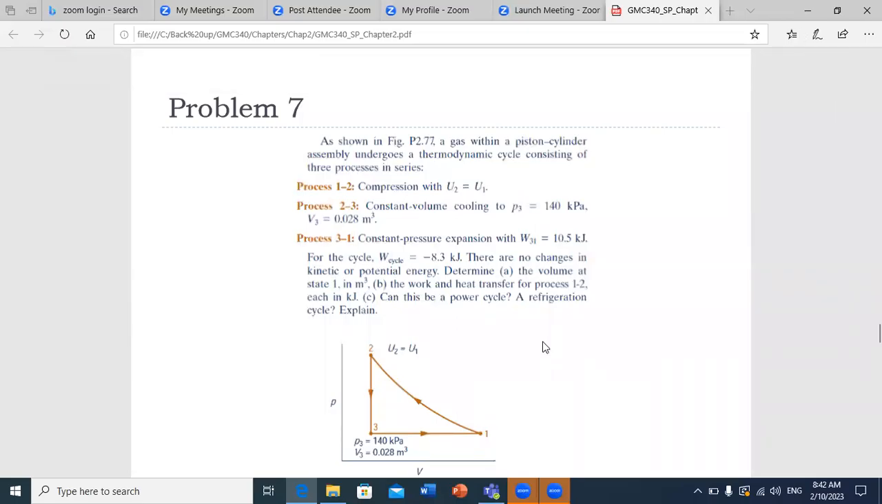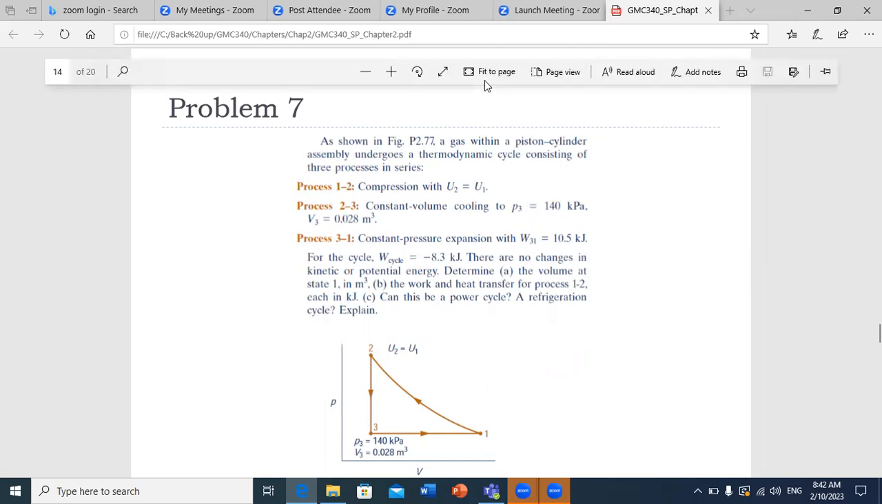Okay, so let's update what we know on our figure, and then we can start to use our equations. So we know first that during the compression process, U2 equals U1. When we say this, the energy, if you want, at 1 is equal to the energy at 2, internal energy. So this will give us information about process 1-2.